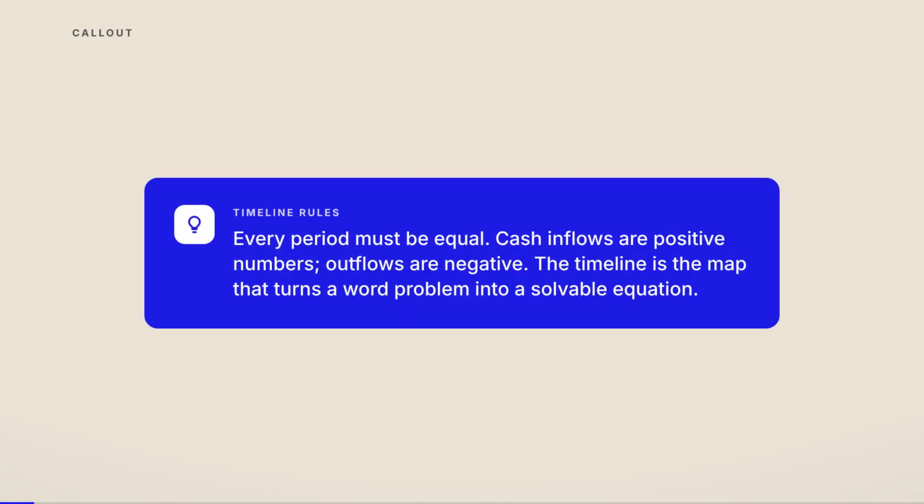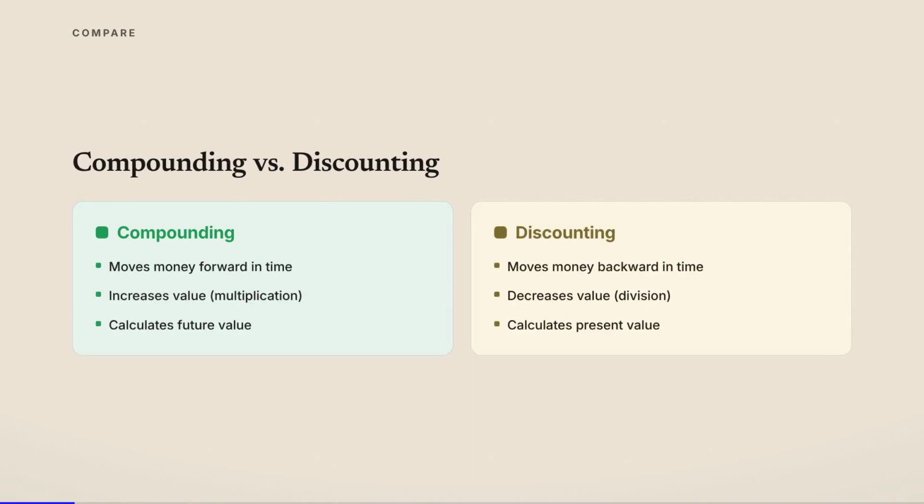The timeline is the visual tool that makes time value problems manageable. The source emphasizes that the periods on a timeline must always be equal, so each step represents the same amount of time. Cash inflows are written as positive numbers, and cash outflows are written as negative numbers. That sign convention matters because it lets you see benefits and costs at a glance. Once the timeline is set up correctly, the rest of the problem becomes a matter of moving each cash flow to the chosen date. Compounding and discounting are mirror images.